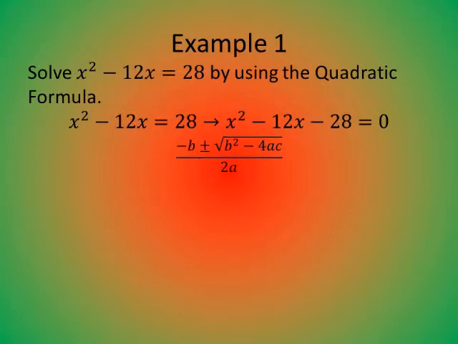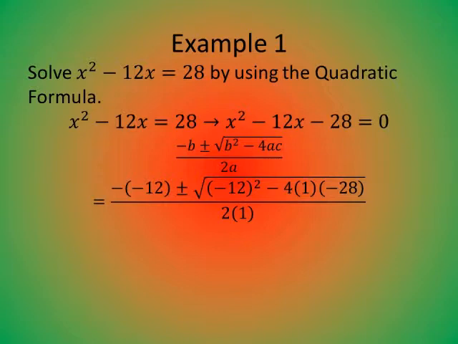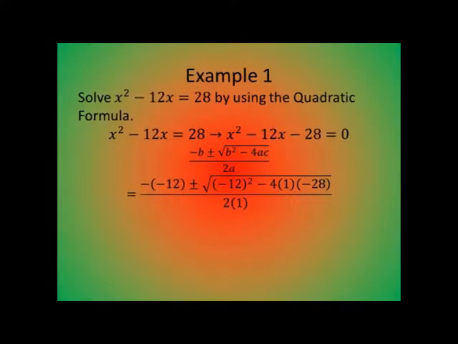So a is going to be 1 because there's nothing in front of the x squared, which indicates that there's a 1 there. B is going to be negative 12 because that's in front of the x term. And then c is always our constant, so that's going to be a negative 28. So we plug those into the quadratic formula. So it becomes a negative negative 12 plus or minus the square root of negative 12 squared minus 4 times 1 times negative 28 all over 2 times 1.